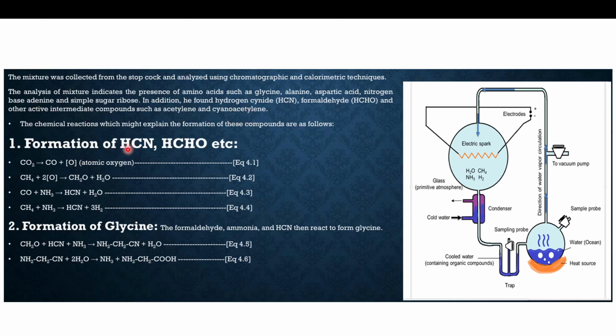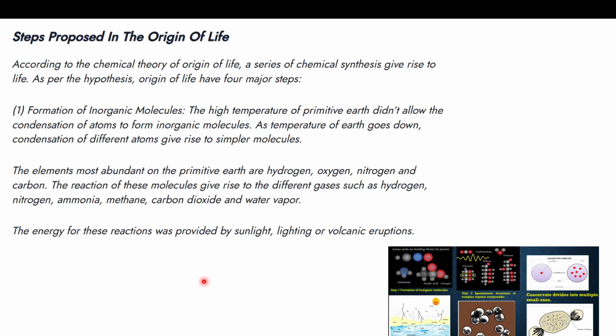So, what might be the possible chemical reactions, and how were these particular products formed? These equations show how amino acids like glycine and alanine, and formaldehyde, cyanide, etc. were formed. These possible reactions are given here.